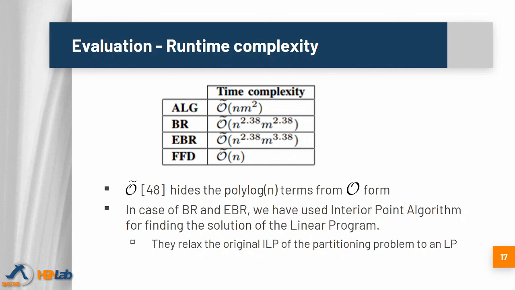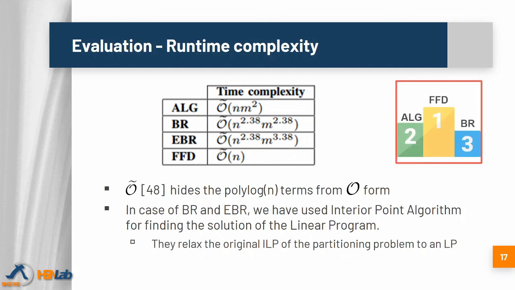What about the runtime complexity? The classical bin packing heuristic FFD is the fastest, followed by the proposed OG, then the original BR solution, and just after that arrives the EBR.